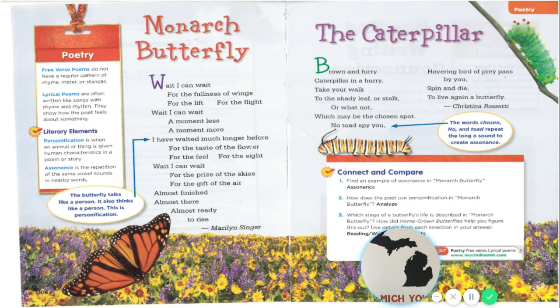Comment. The butterfly talks like a person. It also thinks like a person. This is personification. The caterpillar.